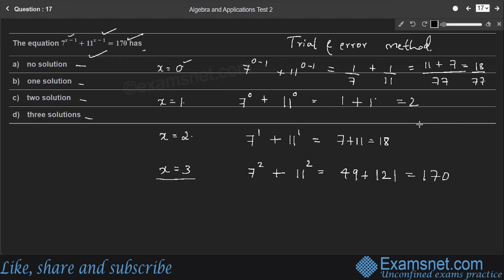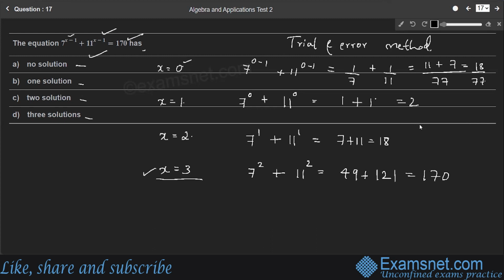So for x equal to 3, the equation gets satisfied, right? LHS is equal to RHS. So here we need to decide whether this equation has only one solution, which is x is equal to 3, or more than one solution, right?